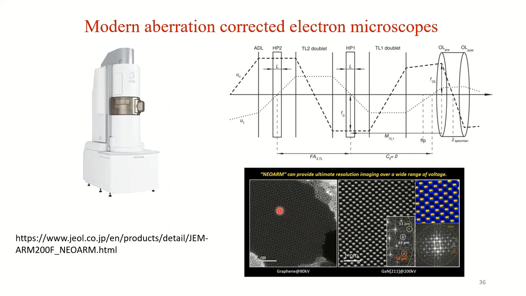So we have three definitions of the resolution. We have structure image resolution, which is Scherzer resolution, where you map at the first zero of the transfer function. Then you have lattice fringe resolution, which is twice that of the Scherzer resolution.